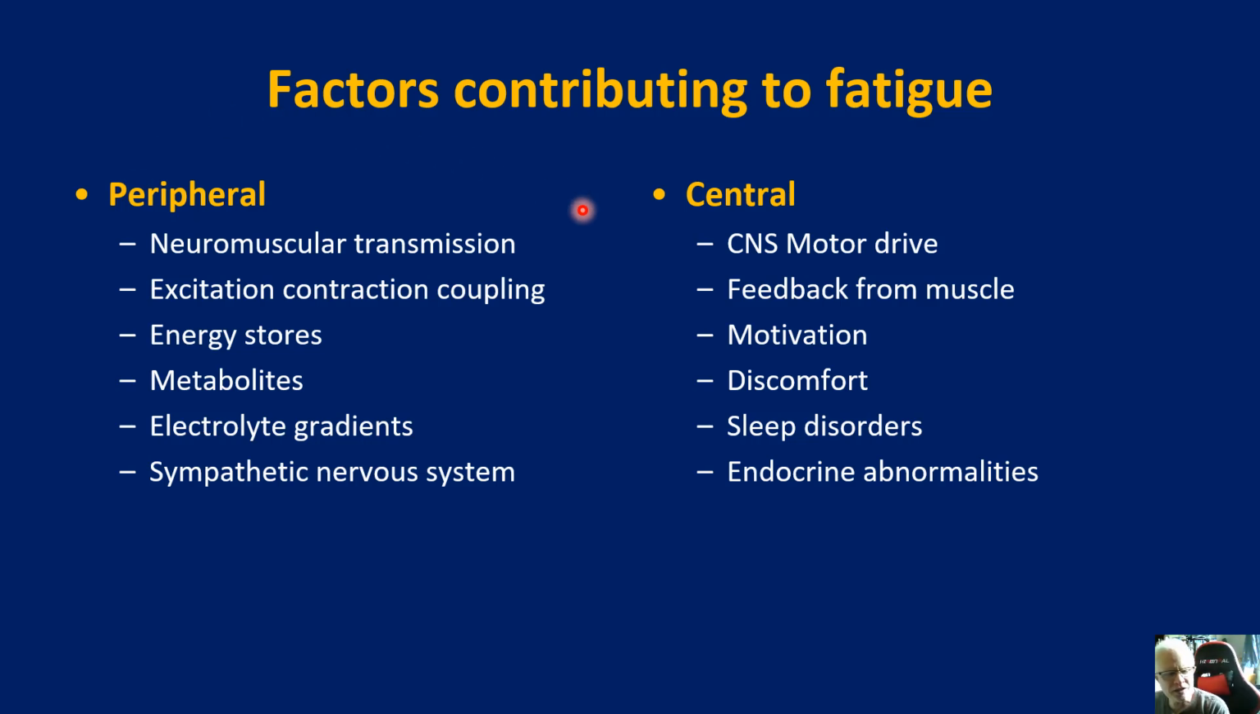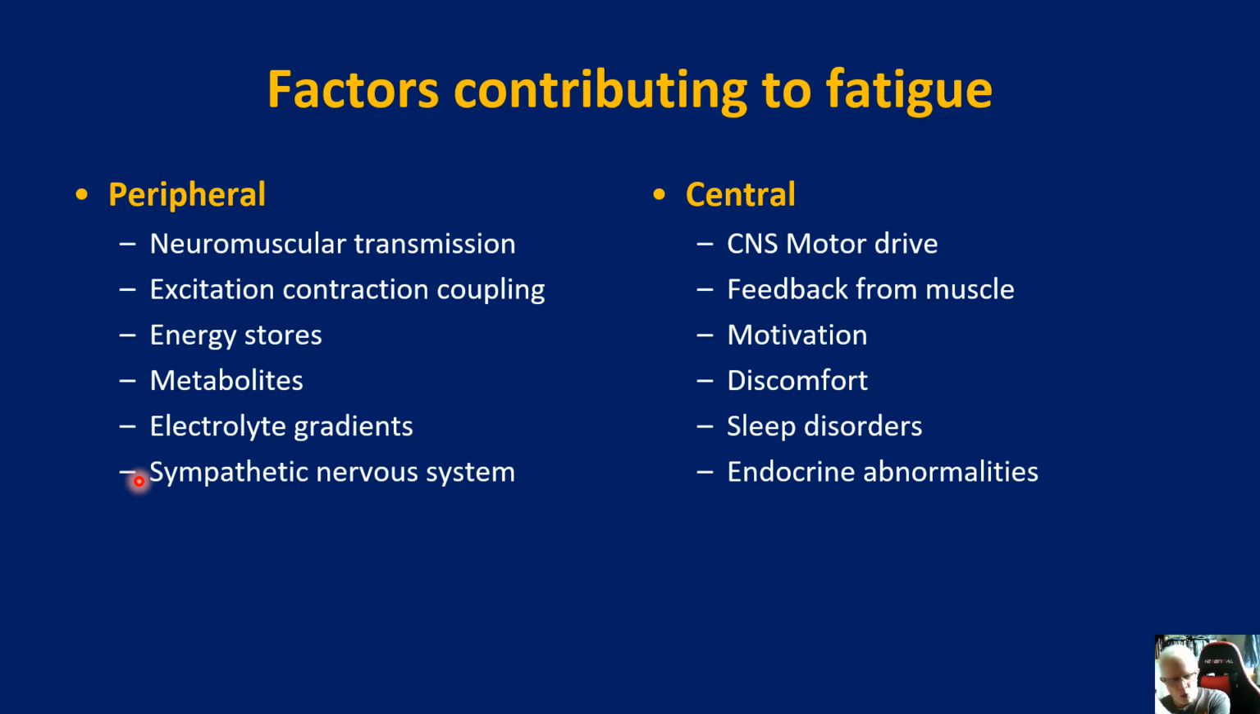And there's quite a distinction to be made here. So if we look at this category that we've got here in terms of peripheral factors or peripheral mechanisms, then one can start to see that they clearly have quite a physiological construct to them. Neuromuscular transmission, excitation-contraction coupling or recoupling, substrate availability, so things like changes in phosphocreatine stores or muscle glycogen content, changes in metabolites, things like hydrogen ion concentration or changes in ammonia, electrolyte gradients, and even changes in sympathetic nervous function.